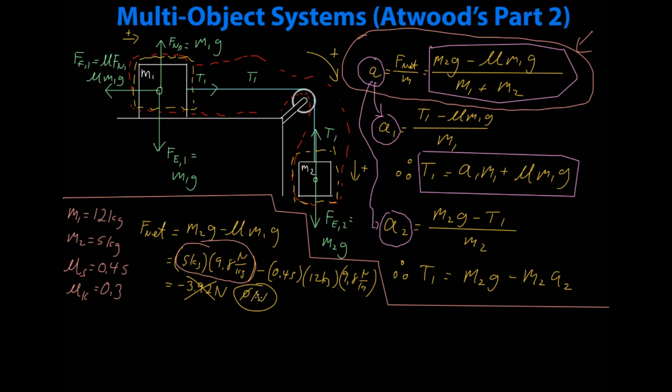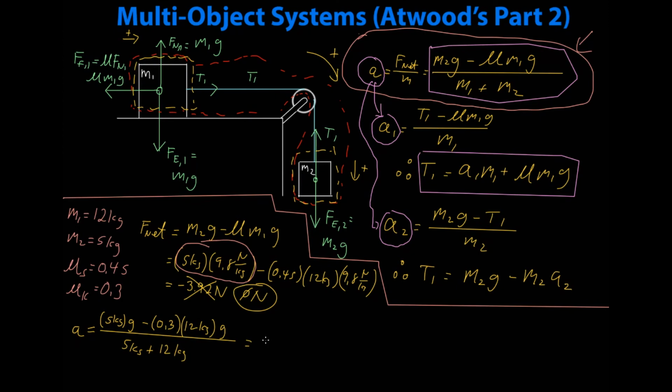Okay, let's ask another question. Let's say if someone tapped mass 1, so it started moving, in other words, you forced static friction to be broken, what would the acceleration be, and what would the tension in the string be? So I'm going to use my acceleration here from the upper right-hand corner. So m2g, which is 5 kilograms times, I'm just going to put g, it's 9.8 newtons per kilogram, minus 0.3 this time, times 12 kilograms times g, over 5 kilograms plus 12 kilograms.